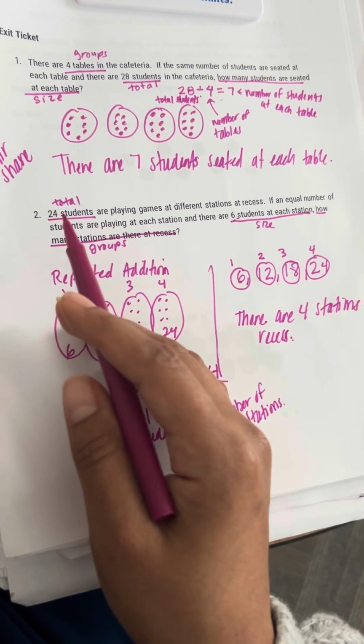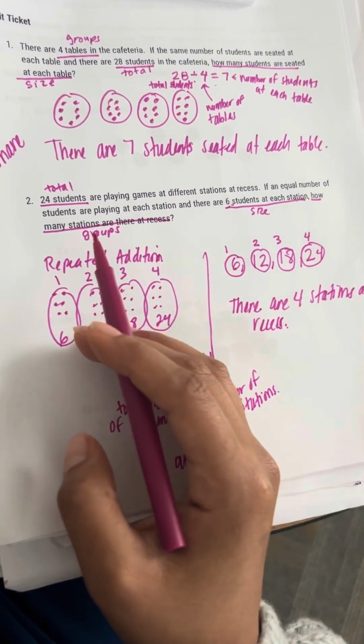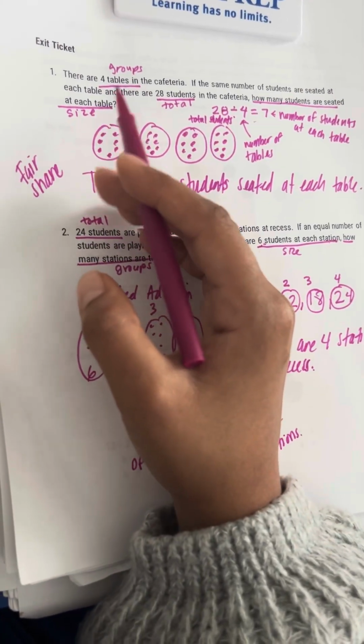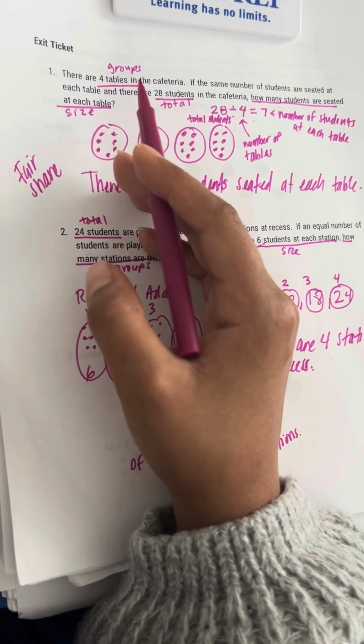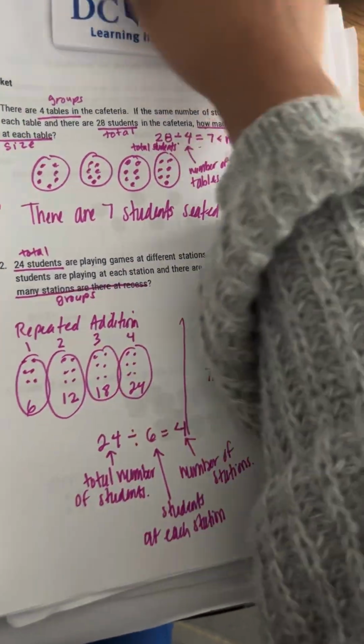As you can probably see, repeated addition and skip counting, those are the 2 that we use when we're given the total and the size, and we need to find the groups. So both of these strategies help us to find the number of groups. Fair sharing is when we're given the total and the number of groups, and we need to actually find how many are in each group, okay?